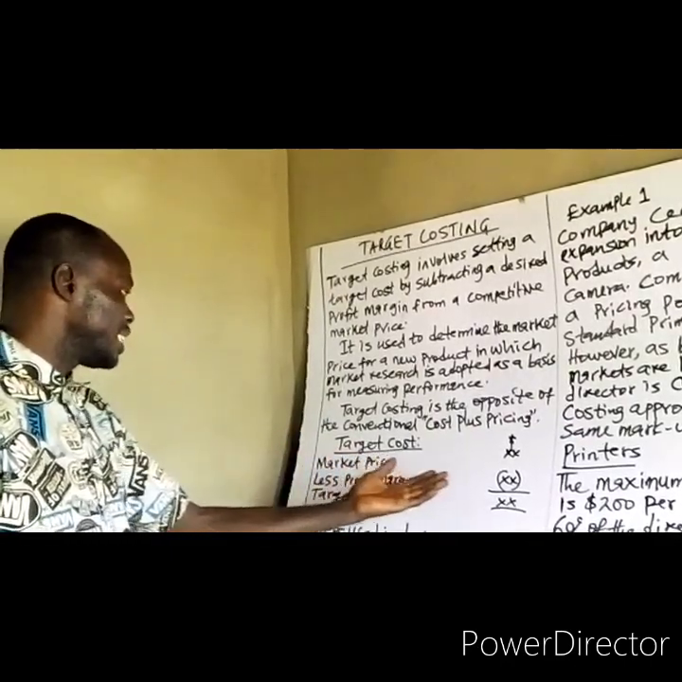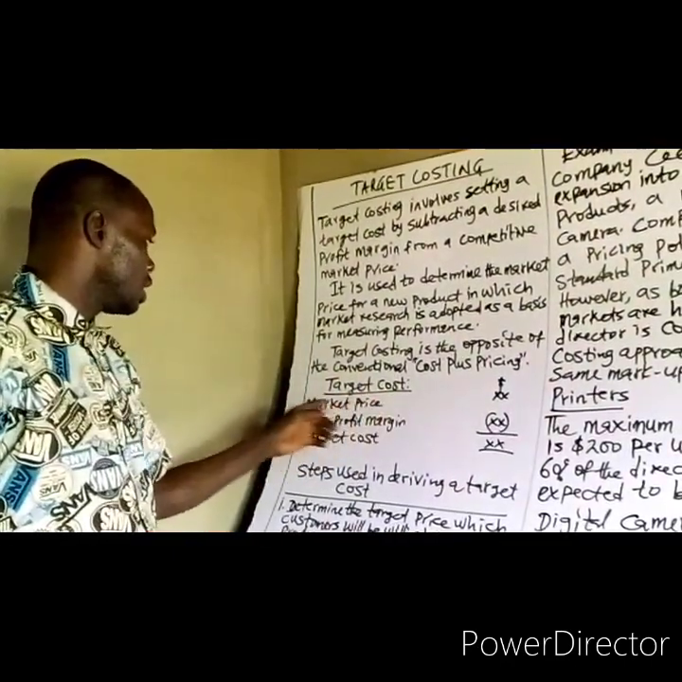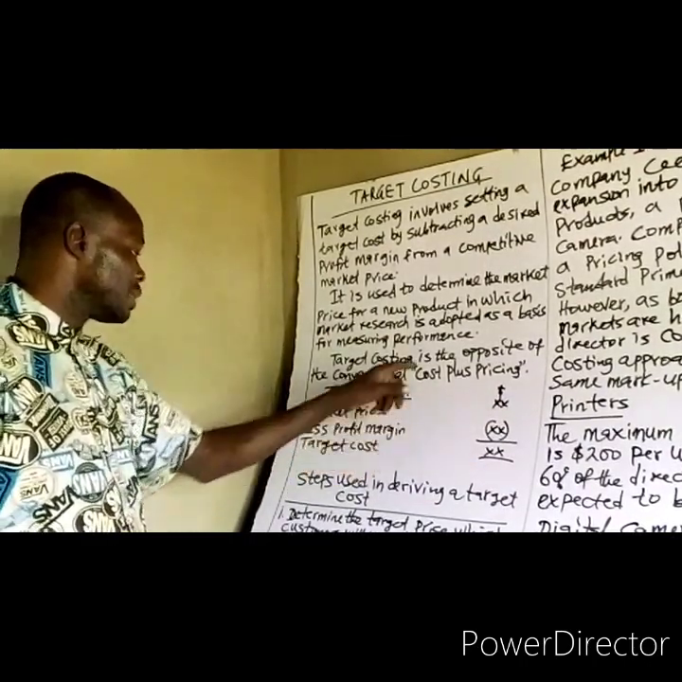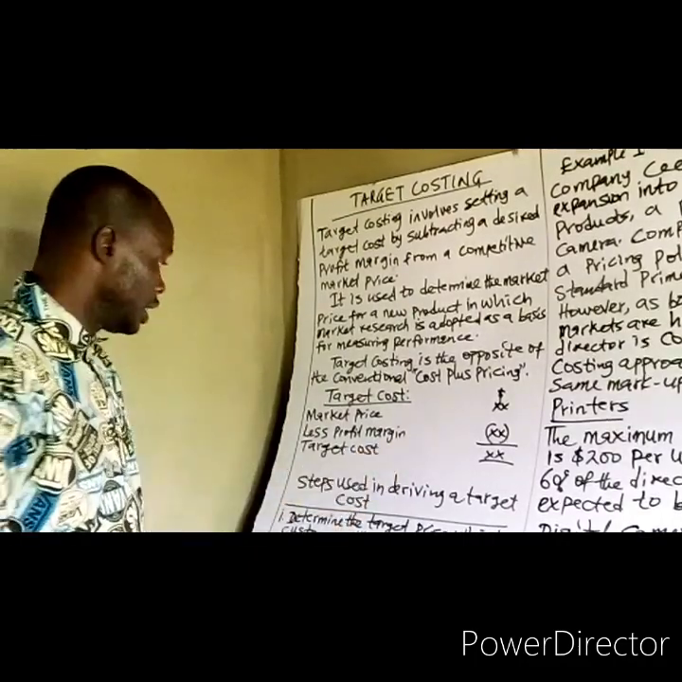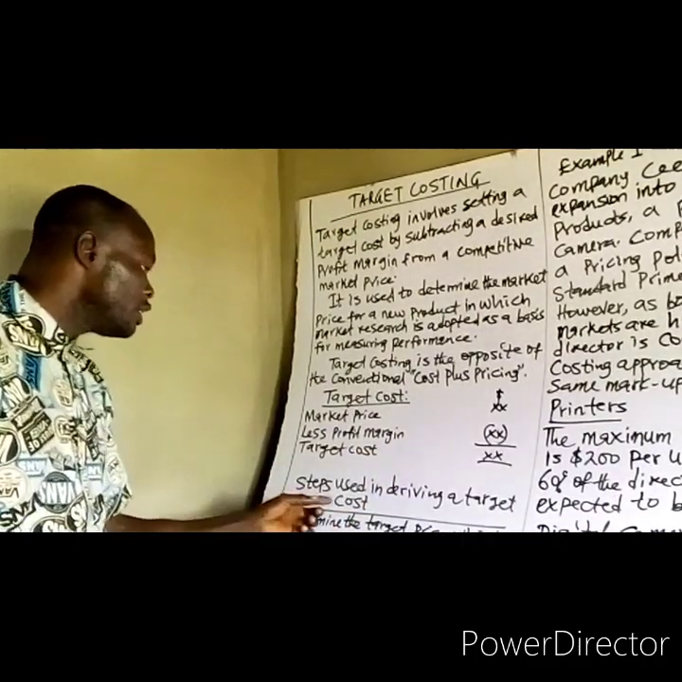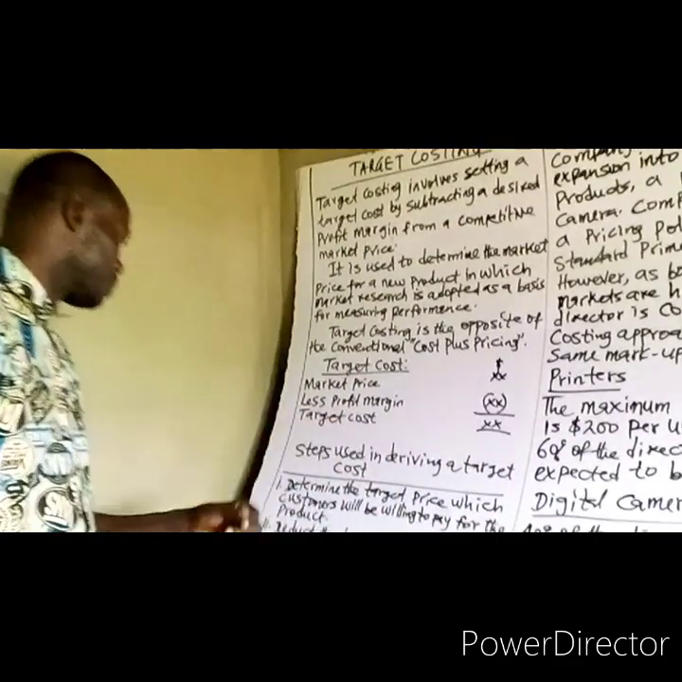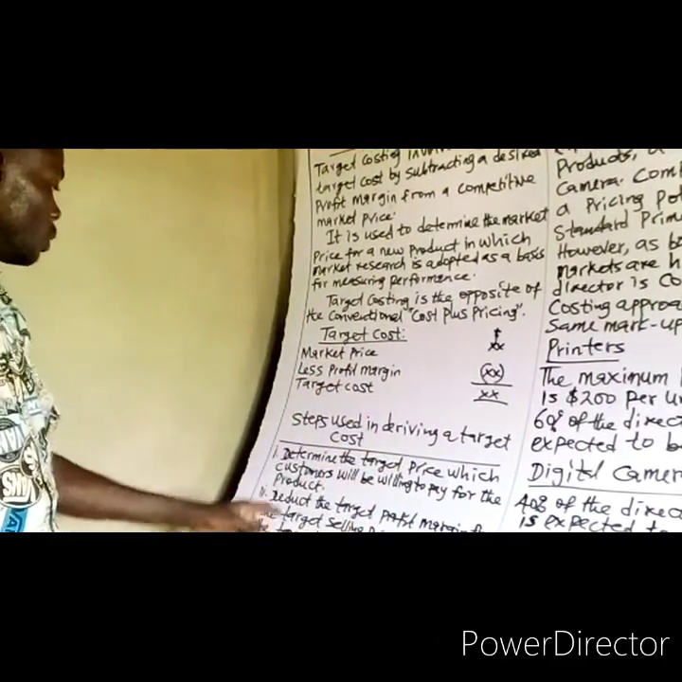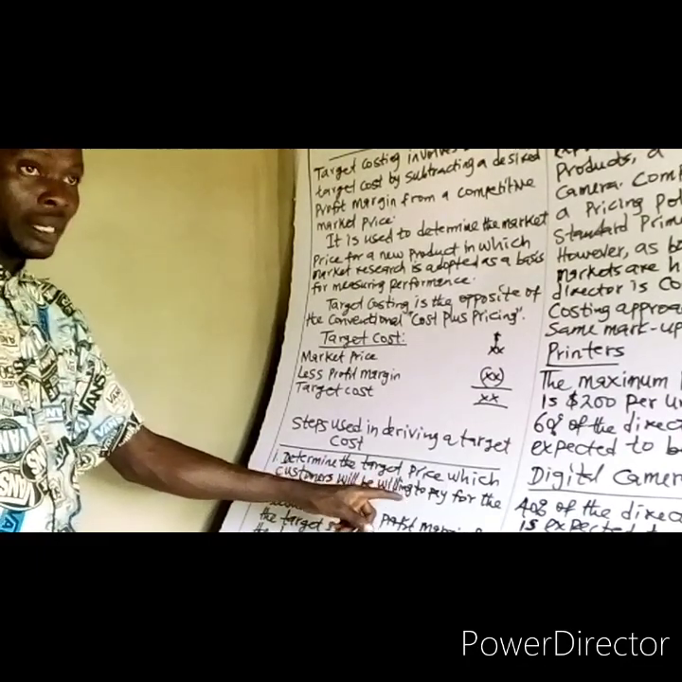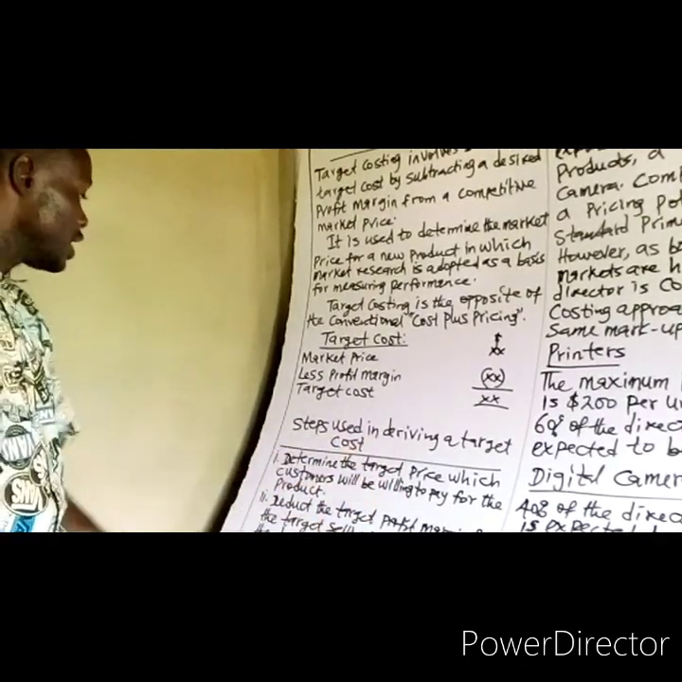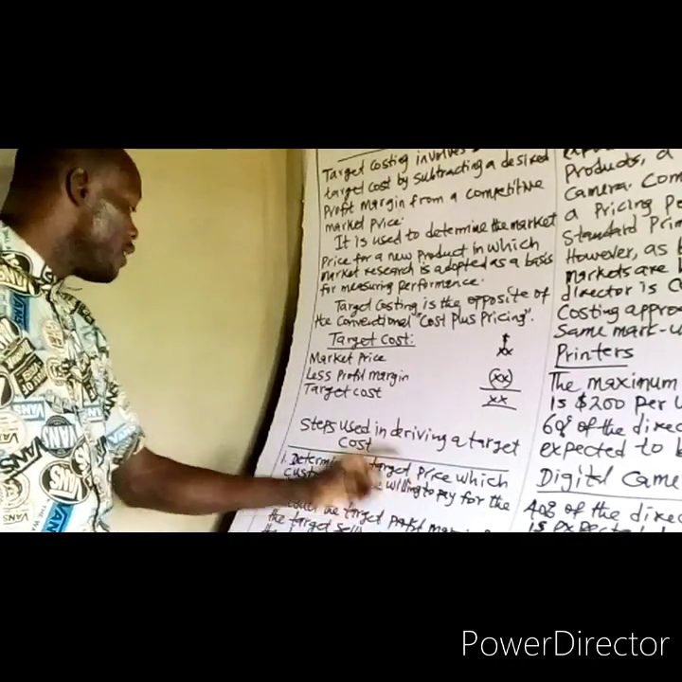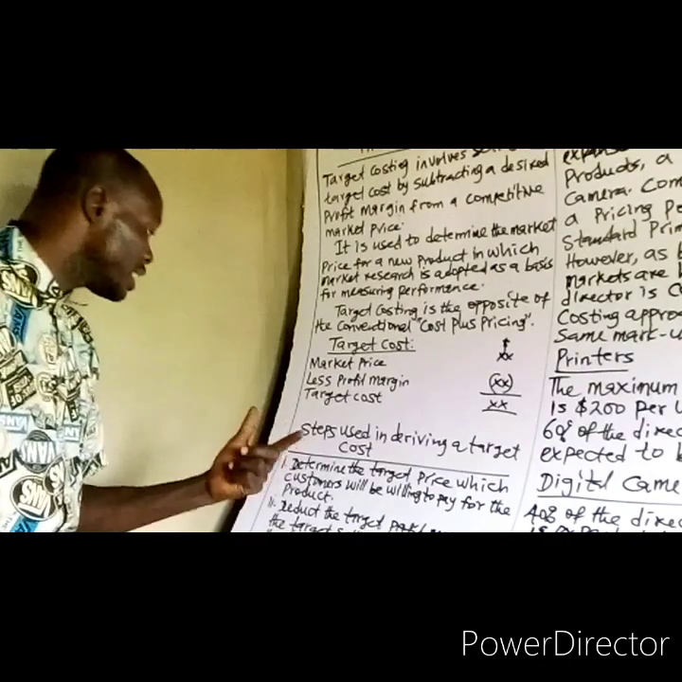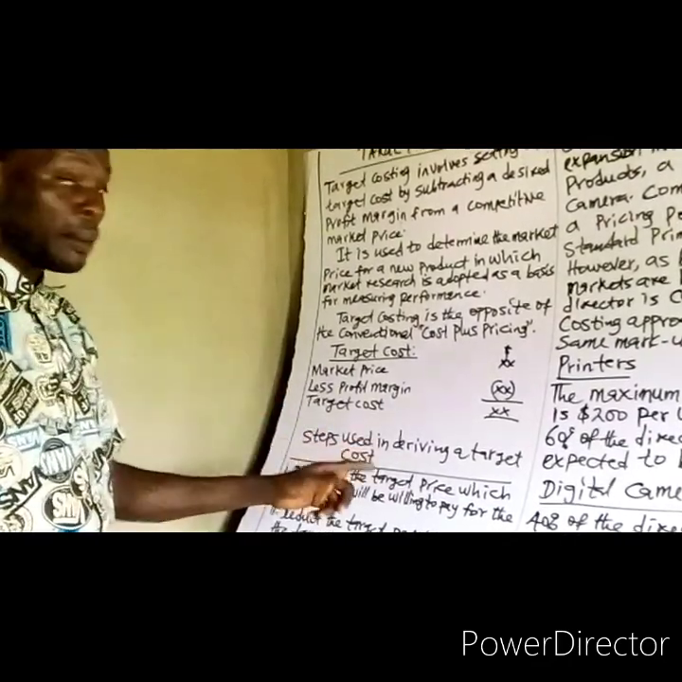Now, determination of target costing or target cost. You start with the competitive market price, you less the profit margin, then it will give us the target cost. Steps used in deriving a target cost. Number one, determine the target price which customers will be willing to pay for the product. That is the first step.